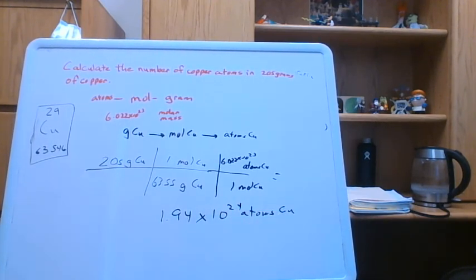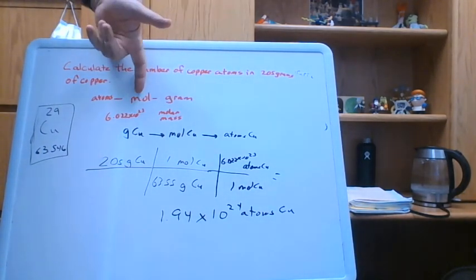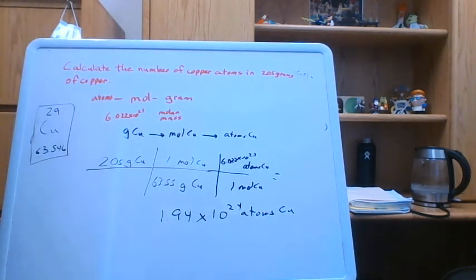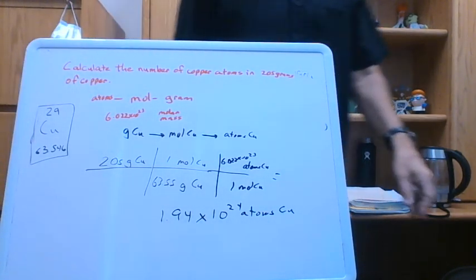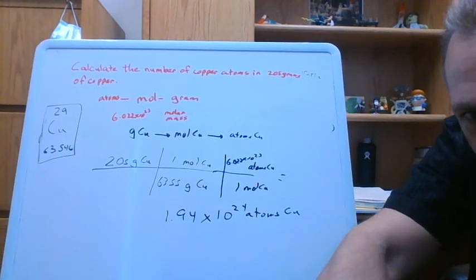So make sure you're able to move throughout the mole map. If you have moles, you should be able to get grams. If you have atoms, you should be able to get grams. You should be able to go anywhere across that mole map if you have moles of something or atoms of something.